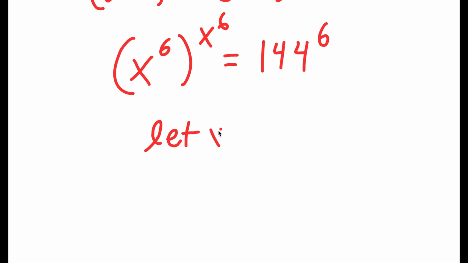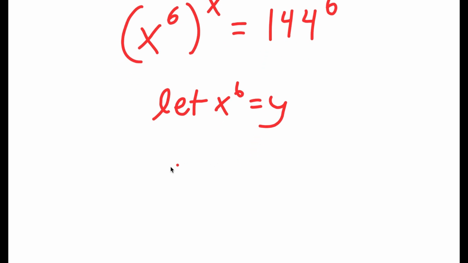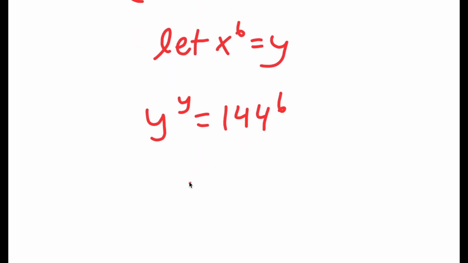Now I'm going to let x to the power of 6 equal to the variable y. So I have y to the power of y is equal to 144 to the power of 6. And I'm going to rewrite 144 as 12 squared.